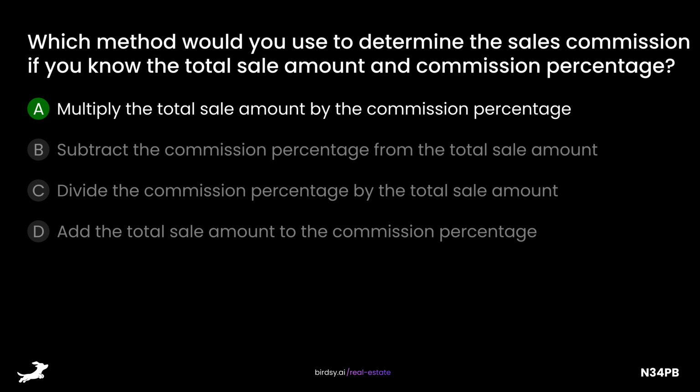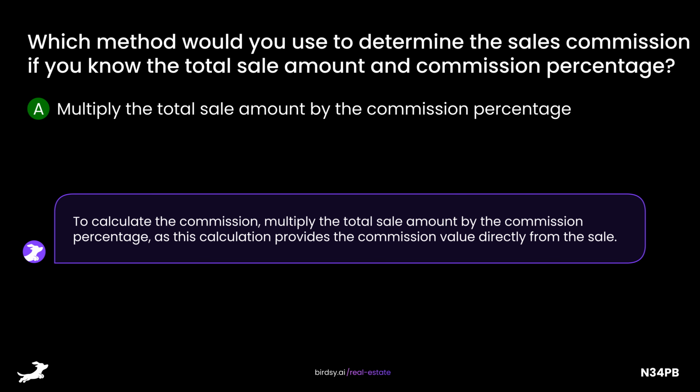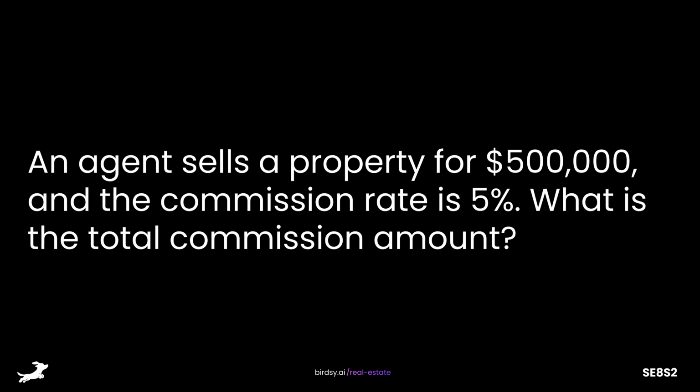The answer is A, multiply the total sale amount by the commission percentage. To calculate the commission, multiply the total sale amount by the commission percentage, as this calculation provides the commission value directly from the sale. An agent sells a property for $500,000 and the commission rate is 5%.